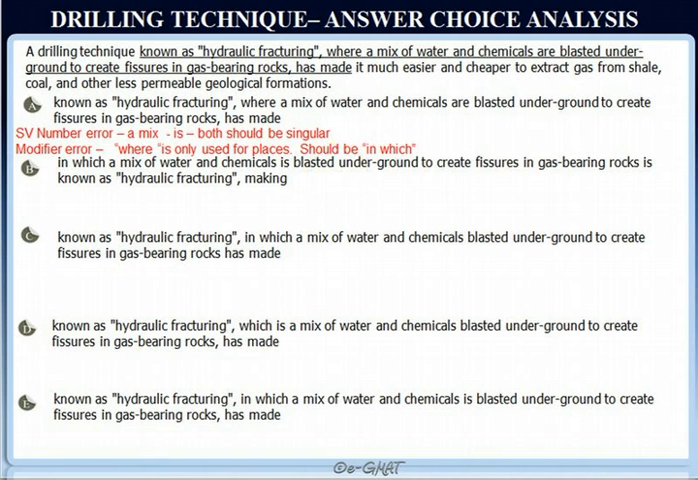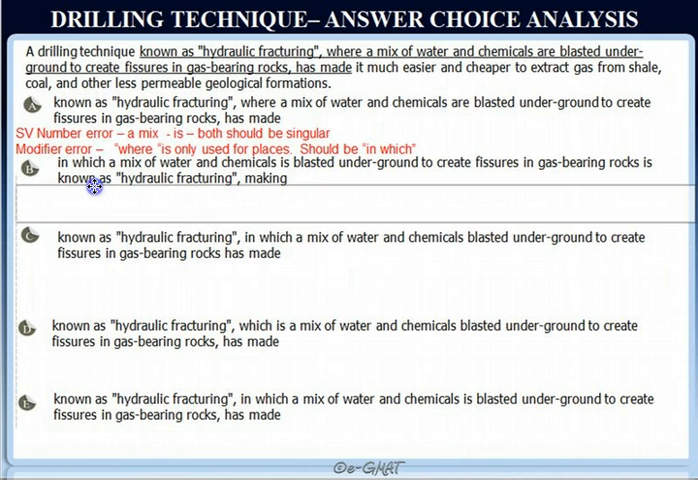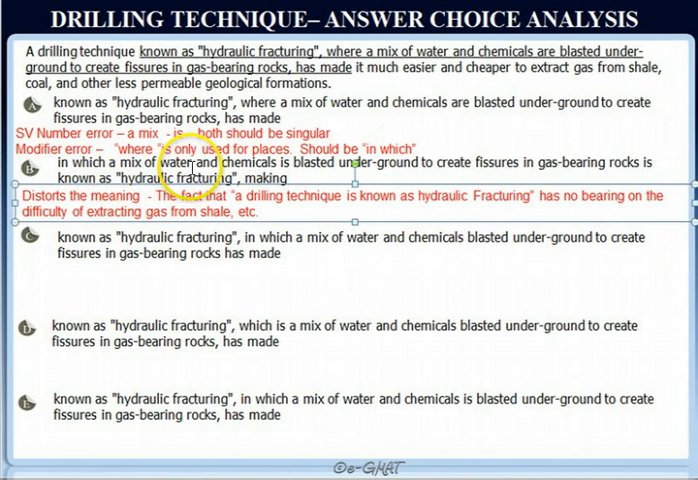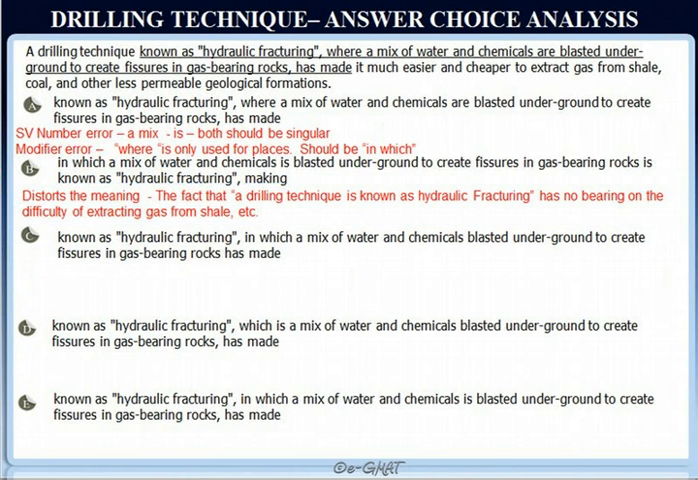So that is a complete distortion of the meaning of the sentence, and that is why this choice is incorrect. Even though it may appear to be grammatically correct, it actually distorts the meaning, in that now it's not at all logical, because the fact that a drilling technique is known as hydraulic fracturing has no bearing on the difficulty of extracting gas from shale, coal and other less permeable geological formations.